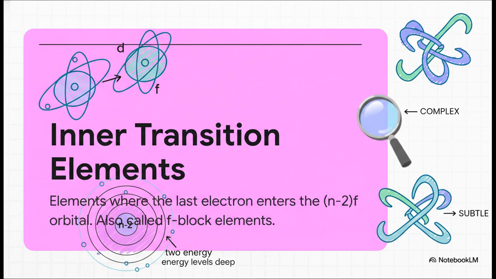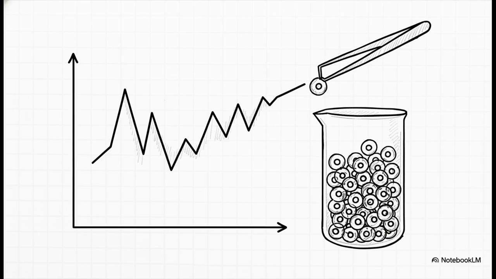And because these f orbitals are buried two whole energy levels deep inside the atom, their chemistry can be even more subtle and complex. And that complexity has some really interesting effects. For one, their ionization energies are all over the place. There's no smooth trend. But more importantly, as you move across the first series, the lanthanoids, the atoms actually shrink more than you'd expect. This is a huge concept called the lanthanoid contraction, and you should definitely remember that term. Because they all end up being so similar in size, they're incredibly difficult to separate from each other, which is a major headache for chemists.